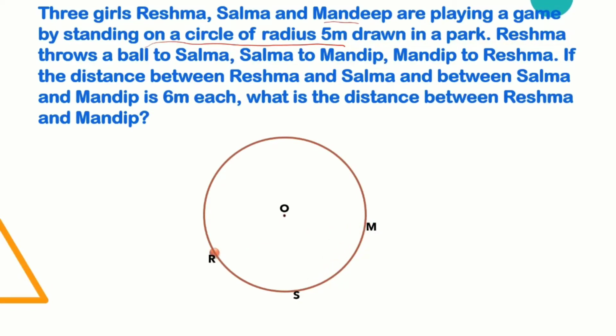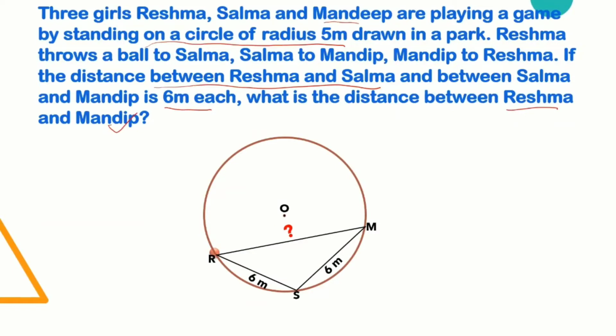So it's given that the distance between Reshma and Salma, and between Salma and Mandeep, is 6 meter each. What is the distance between Reshma and Mandeep? So we need to find this distance, that is the distance between Reshma and Mandeep. So this is just the given information.